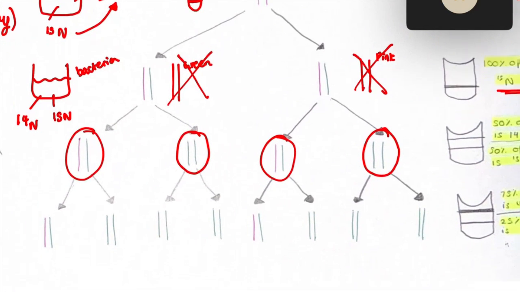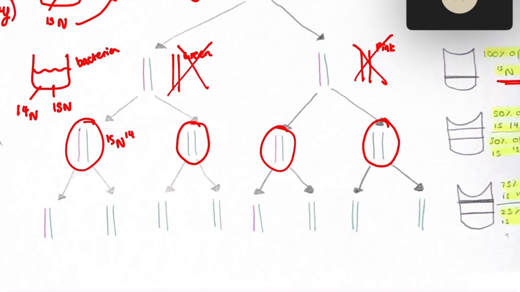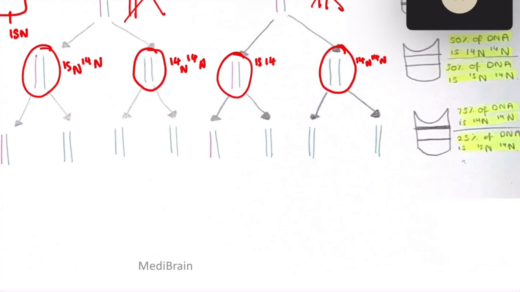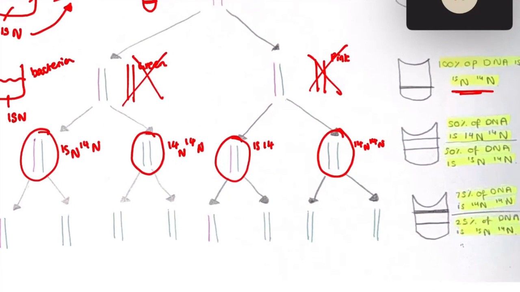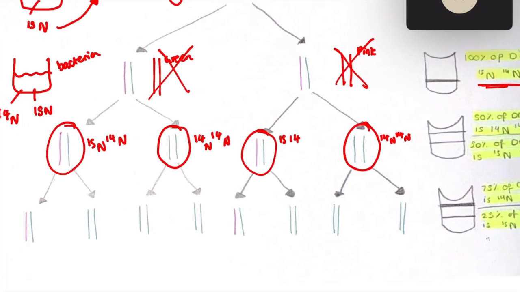This is the 15N, 14N DNA because it contains a pink one, and this is the same, 15, 14, but this is the 14, 14 DNA, because it's the lighter. That's why two lines appeared on the centrifuge, because there's a 50% split between the heavy DNA and the light DNA. The 14, 14 DNA is lighter than the 15, 14 DNA.